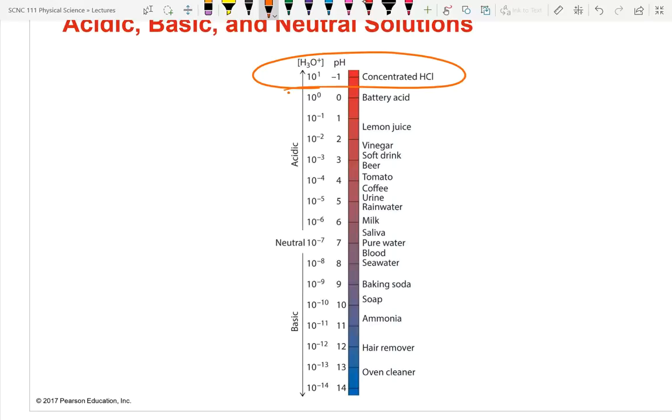The highest that it's showing here for pH is oven cleaner. Neutral is 10 to the -7. Let me just mark that. Pure water is 10 to the -7. Notice blood is not neutral. Your blood, is it acidic or basic? It's slightly basic, which means that your blood is going to have a slightly, what kind of taste?